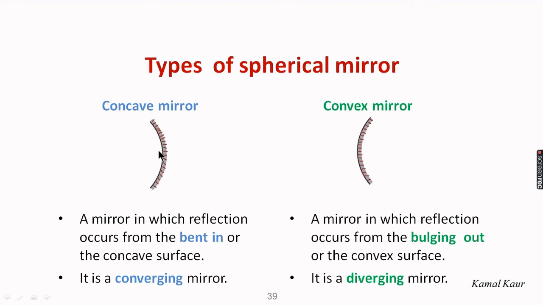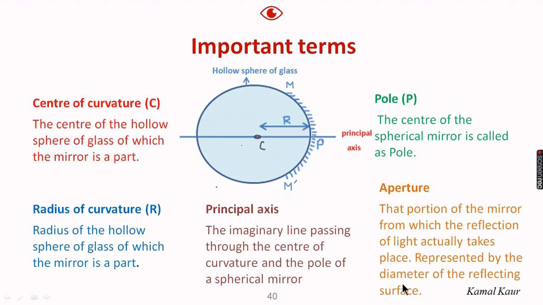Concave mirror is a converging mirror, means when rays of light will fall on it, all of them will converge at one point. While when rays of light will fall on convex mirror, all of them will diverge in different directions. So it is also called as diverging mirror. We will now first understand a few important terms which are related with the spherical mirrors.